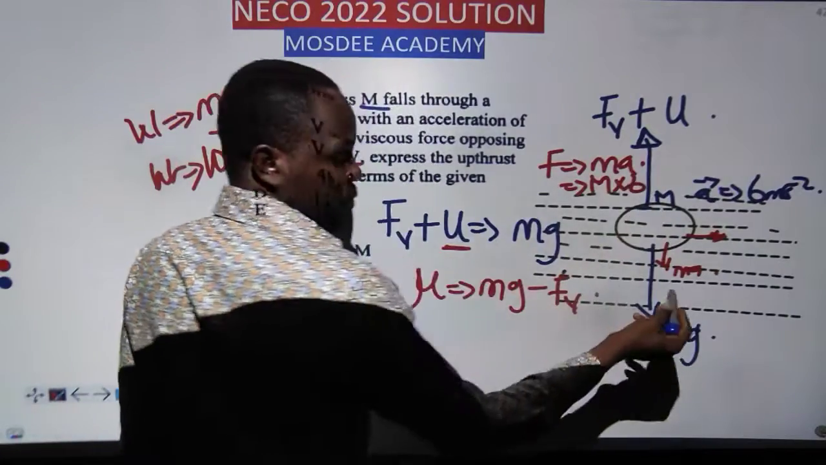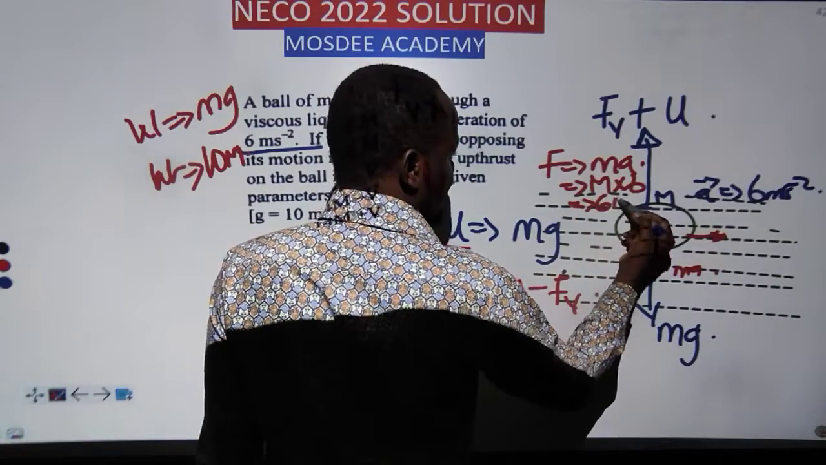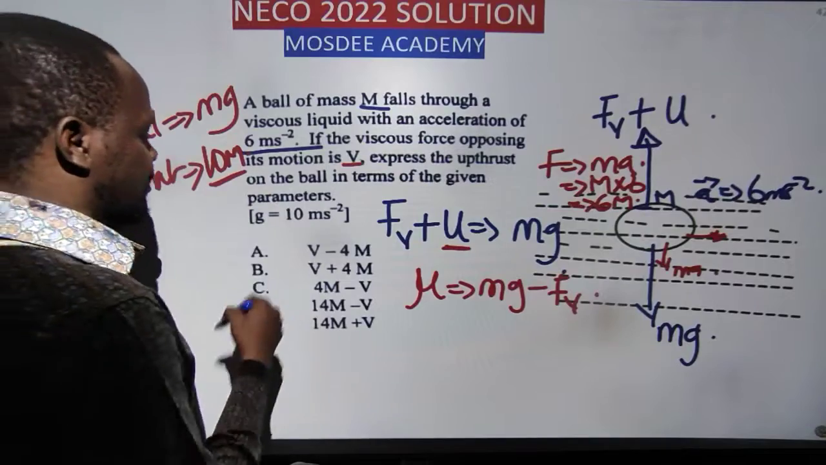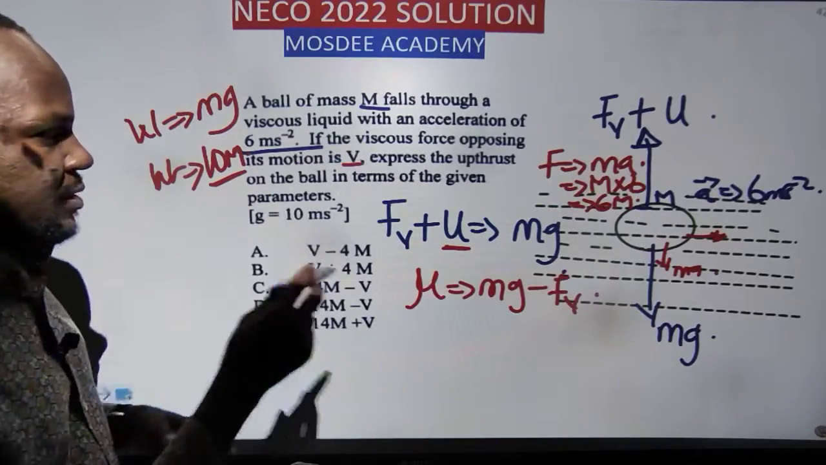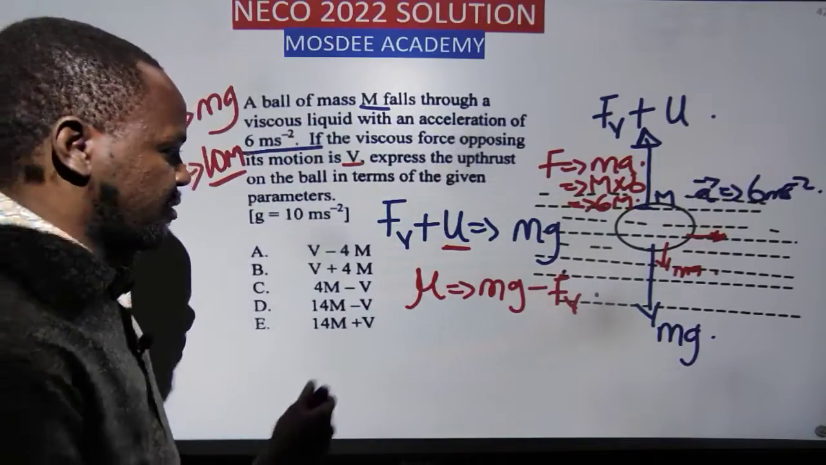So it is not equal to 0, so I have to add it. 6 times M is 6M. So 6M and 10M. The difference between that is 10 minus 6. 10M minus 6M is 4M.